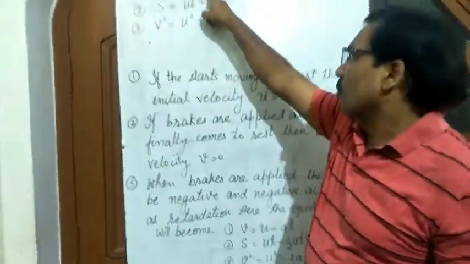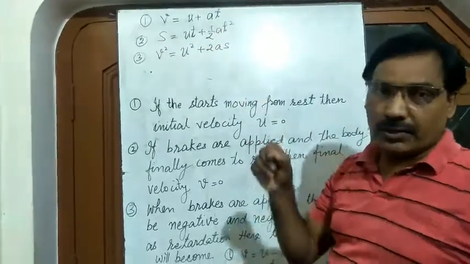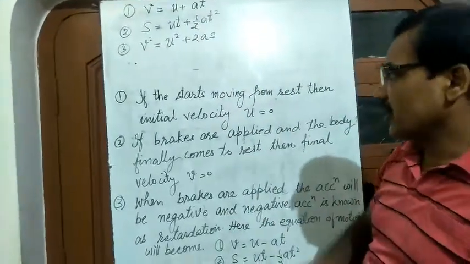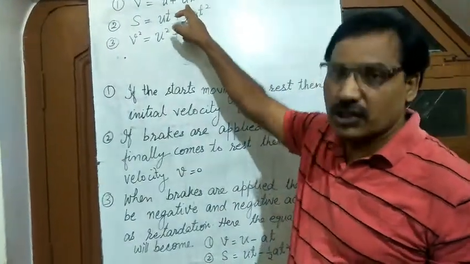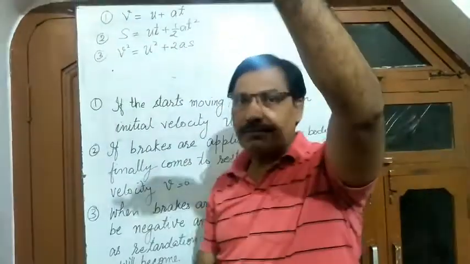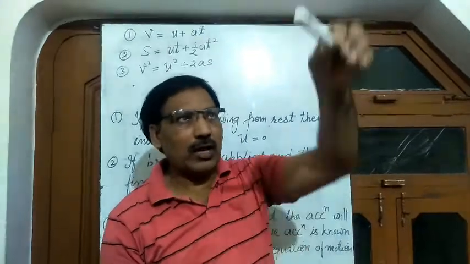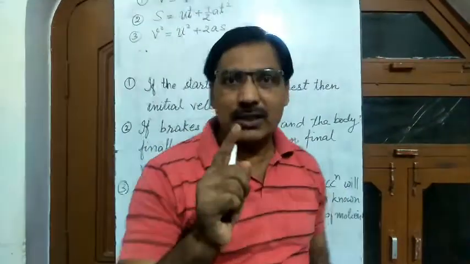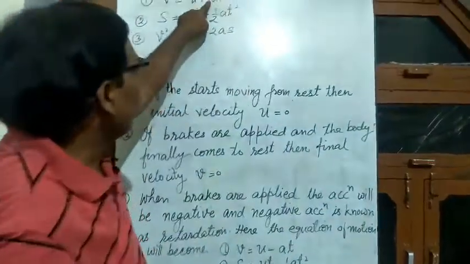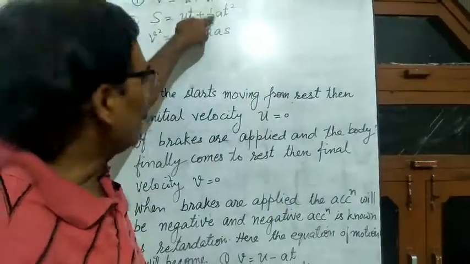And if the body is moving under gravity, whether the body is going up or down, then in place of a, we will use acceleration due to gravity. Acceleration due to gravity is denoted by small g. If the body is falling, that is, it is coming downward, then the acceleration due to gravity g will be positive. In place of a, you will write plus g.